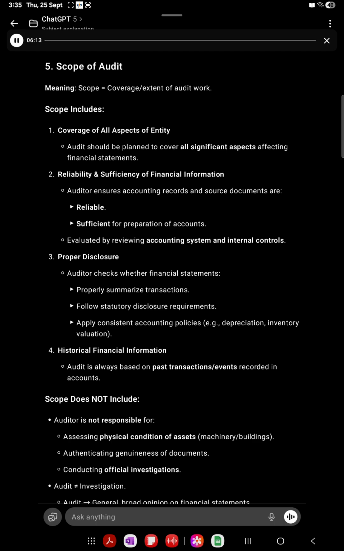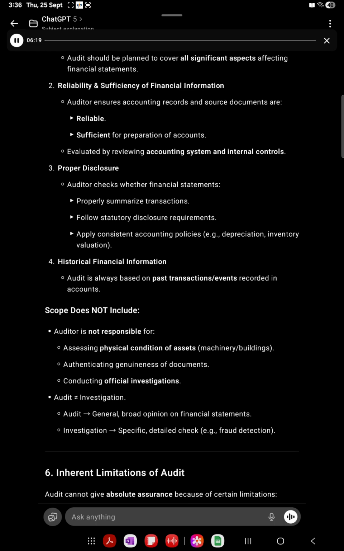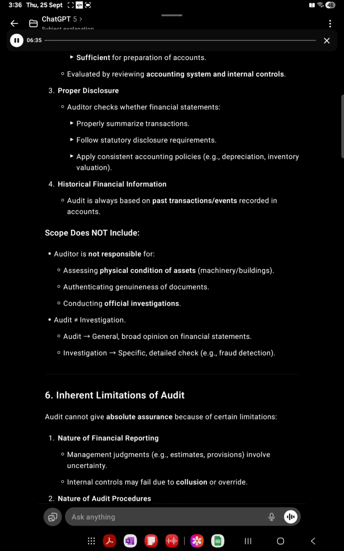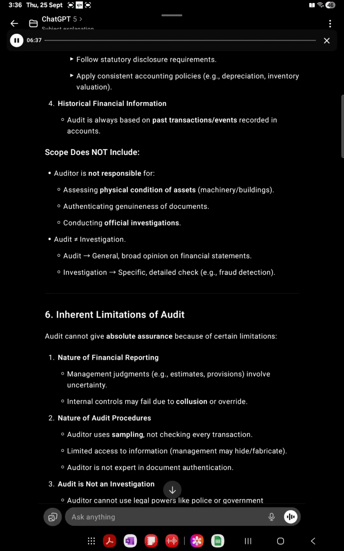The auditor ensures accounting records and source documents are reliable and sufficient for preparation of accounts, evaluated by reviewing the accounting system and internal controls. 3. Proper disclosure. The auditor checks whether financial statements properly summarize transactions, follow statutory disclosure requirements, and apply consistent accounting policies, e.g., depreciation, inventory valuation. 4. Historical financial information. Audit is always based on past transactions and events recorded in accounts.